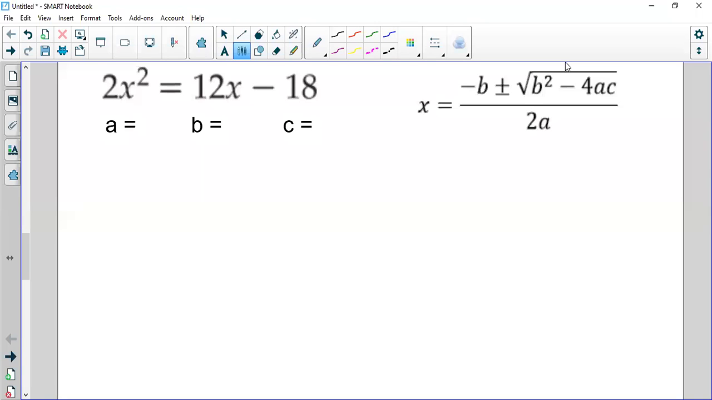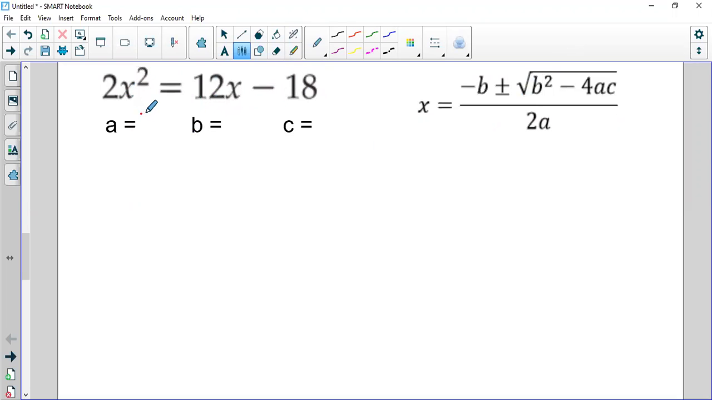Part 2, some more examples. There's all kinds of different answers you get from these quadratic formulas, so I want to give you as many possible answers as possible. This does not equal 0. That means I'm going to have to move something. I'm going to take this 12x and move it over here to make it negative 12x. Take this negative 18, move it over here to become positive 18, and then it'll equal 0.